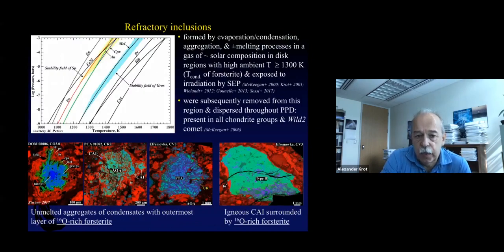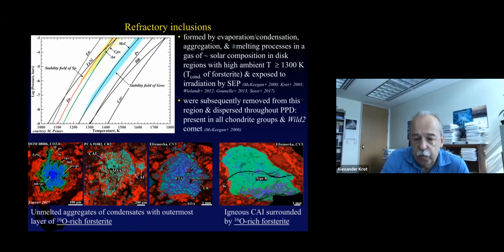So what can we tell about the origin of refractory inclusions? On the top diagram, I showed the stability field of different minerals that condense from gas of solar composition. The most refractory are like corundum and hibonite, and the least refractory are forsterite and enstatite.